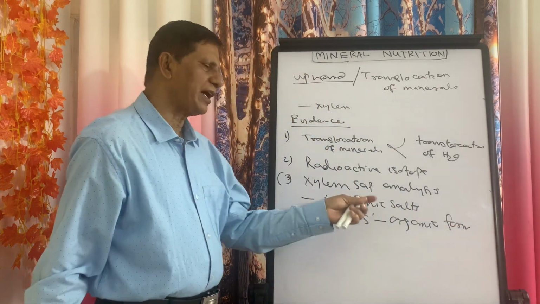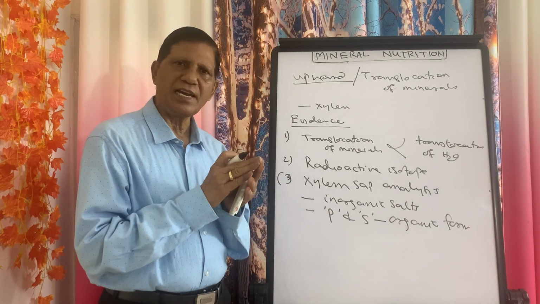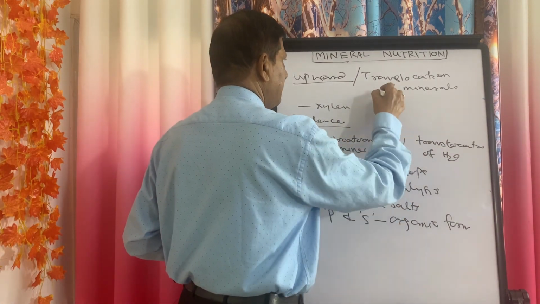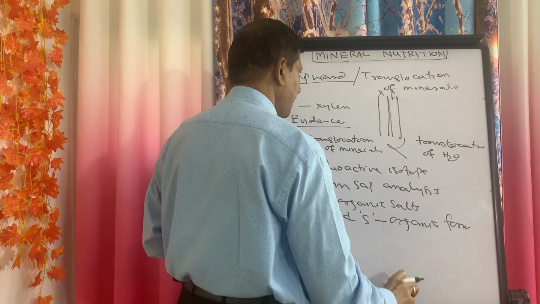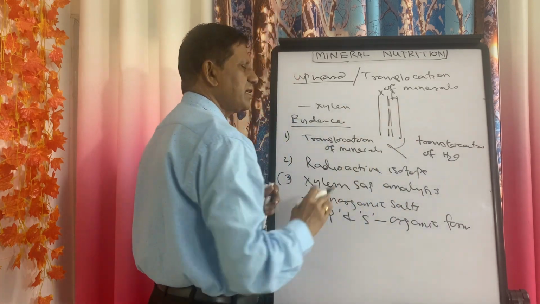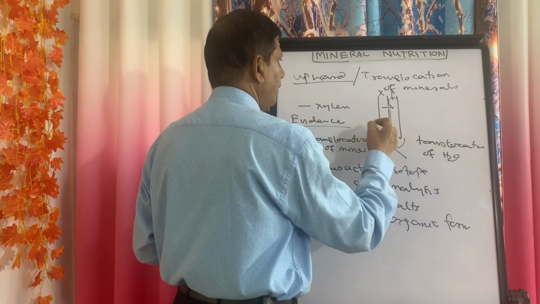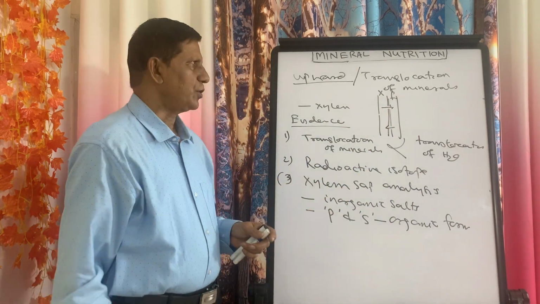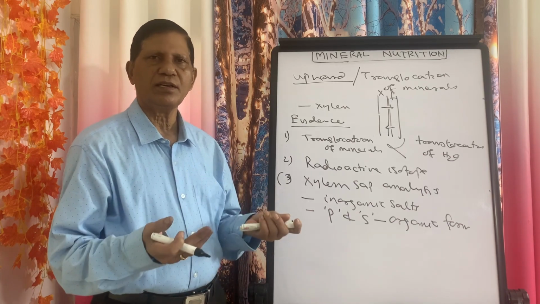So where does this organic form come from? Again it is clear-cut evidence that xylem and phloem are interconnected. Suppose this is the xylem and this is the phloem, that means there are some interconnections in between so that substances can move. From the phloem they can come inside, and water can go from the xylem to the phloem. So this is all about the absorption of mineral salts and their translocation upwards.